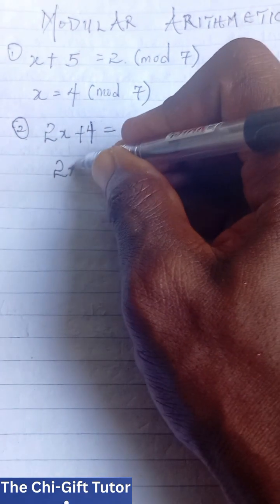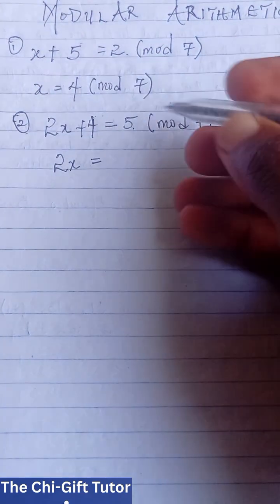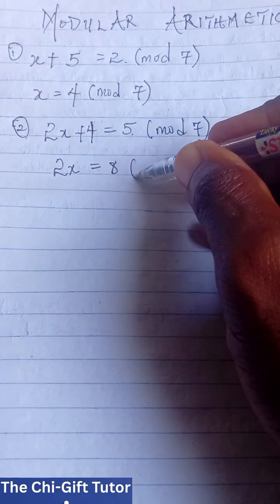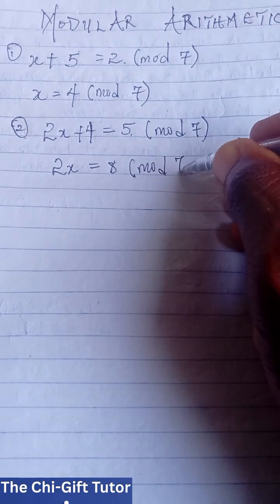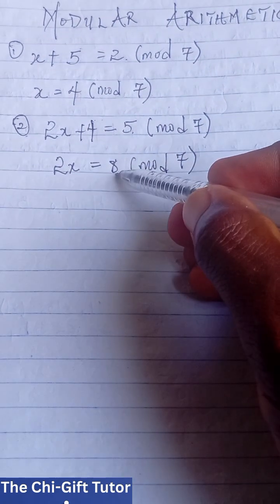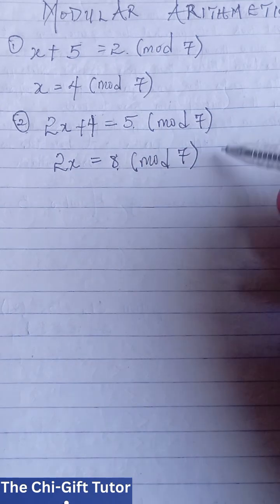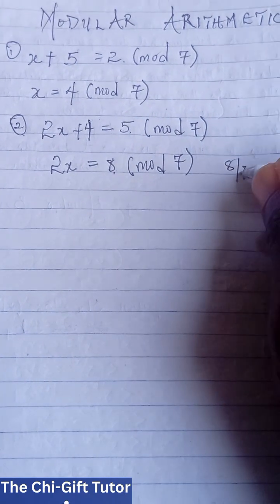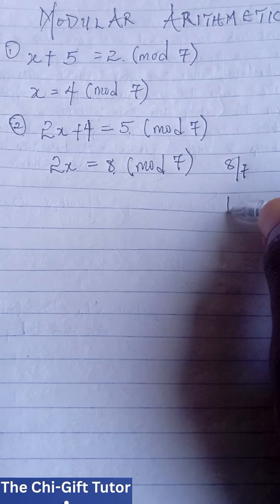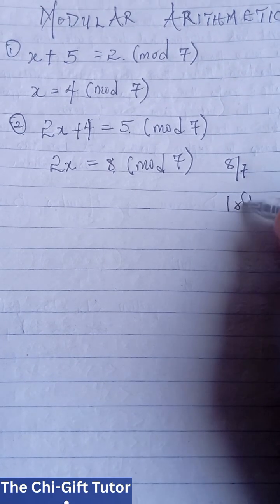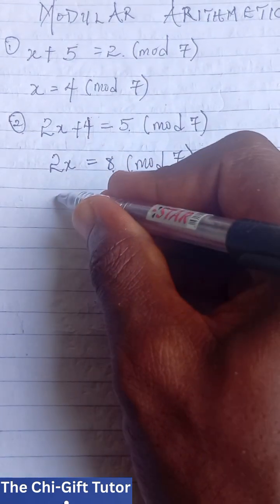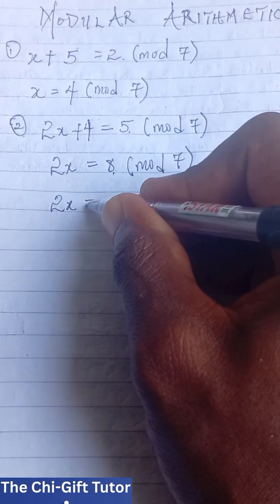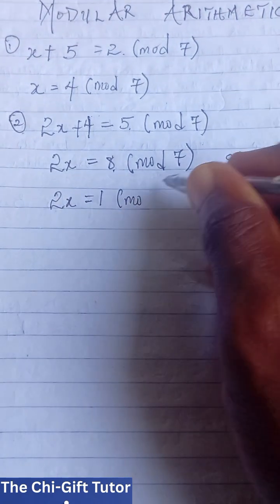So I'll be left with 2x equal to, when I add 3 to this, 8. So here will be 8 mod 7. What will I do? In this case, you can see that 8 is out of the set of residues for mod 7, so I'll simply divide. 8 divided by 7, we're going to have 1 remainder 1. So I'm picking the remainder. It therefore means that 2x ≡ 1 (mod 7).